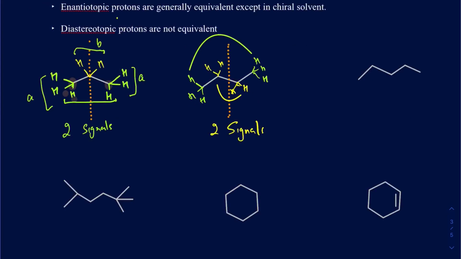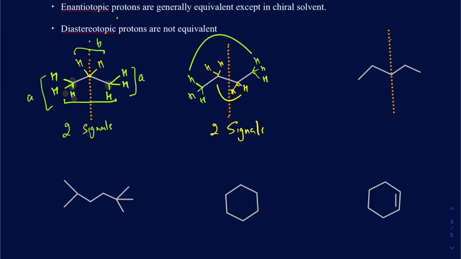Let's try this next one. We have pentane in the next one, and there is again an internal plane of symmetry. So if I go ahead and draw that out, it's going to look like this right there, not straight from the middle.